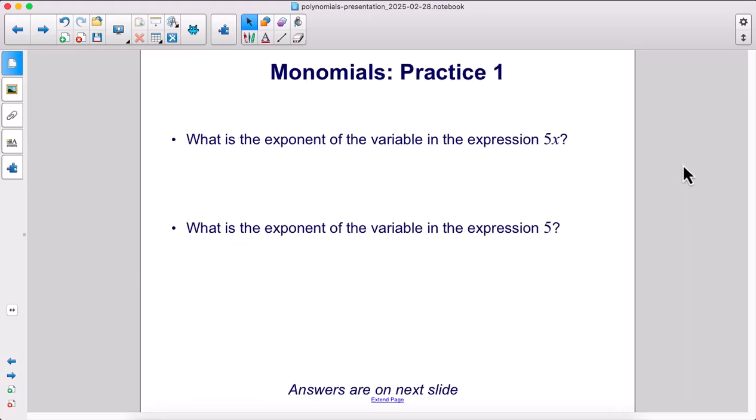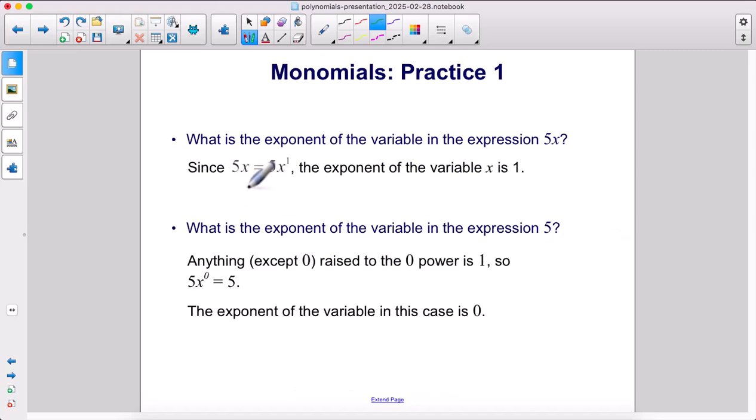What is the exponent of the variable in the expression 5x? What is the exponent of the variable in the expression 5? Since 5x is equivalent to 5x to the first power, the exponent of the variable x is 1. Anything except 0 raised to the 0 power is 1. Therefore, 5 can be rewritten as 5 times x to the 0 power. The exponent of the variable in this case is 0.